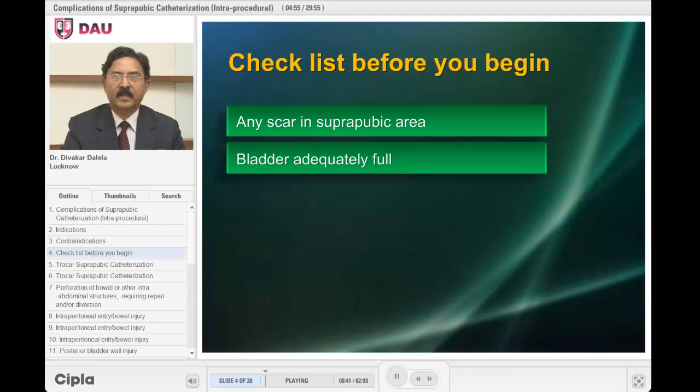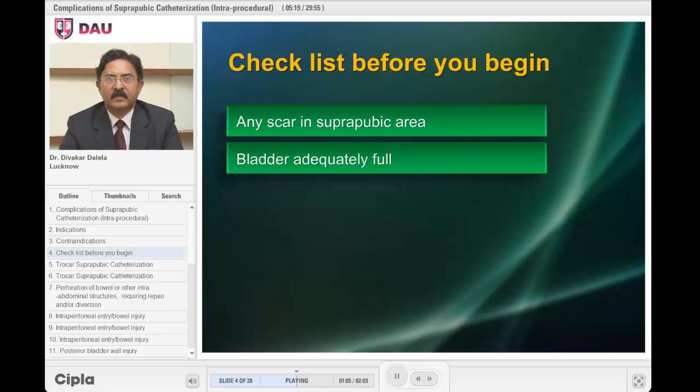Check whether the bladder is adequately full or not. If the bladder is not adequately full, it remains like a compressible balloon. You put the trocar through the abdominal wall, and the bladder wall sags because of low tension of urine in the bladder. The difficulty then is in puncturing the bladder with the trocar.